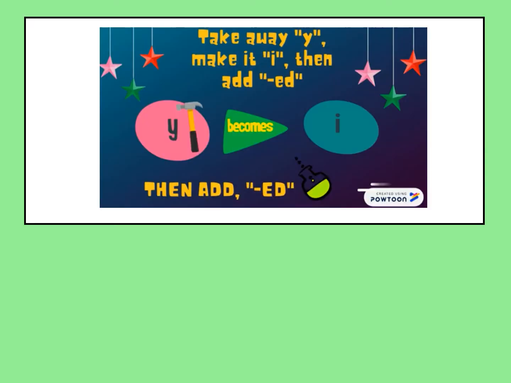So the spelling rule is fairly straightforward, as you can see there at the top of the screen. You take away the Y, you turn it into an I, and then you add ED. At the second half of the picture you can see it a little bit more visually. So Y becomes an I, and then you add the ED suffix at the end.